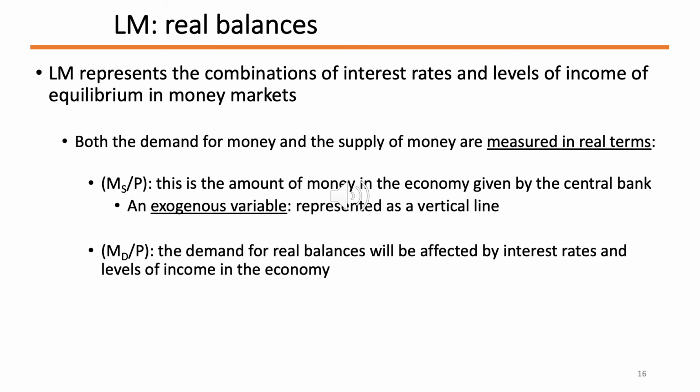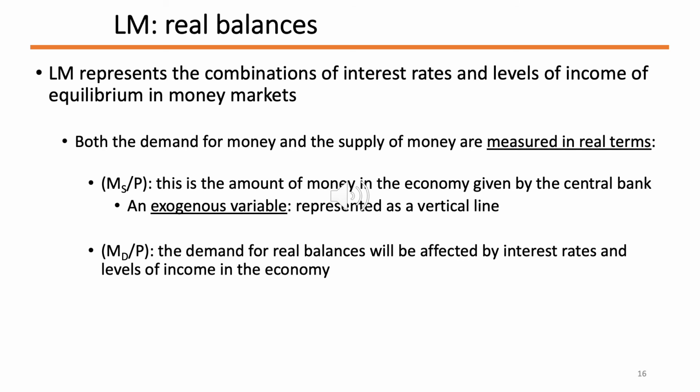So both the demand for money and the supply of money are going to be measured here. In real terms, the notation is the one that I mentioned before: capital MS for the supply of money over P for the price level. That will give you the total amount of money supplied to the economy in real terms. And this is going to be an exogenous variable, meaning that it's not going to be explained within the model. It's going to be given by another actor in the economy, in our case, the central bank. That's why it's going to be represented by a vertical line.